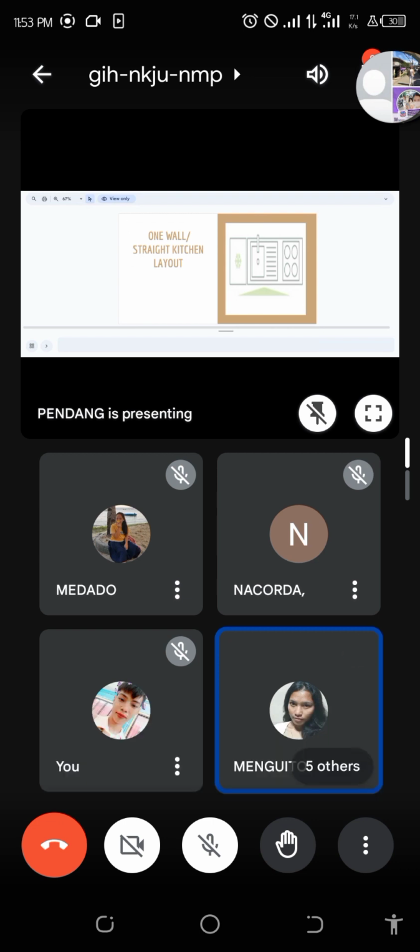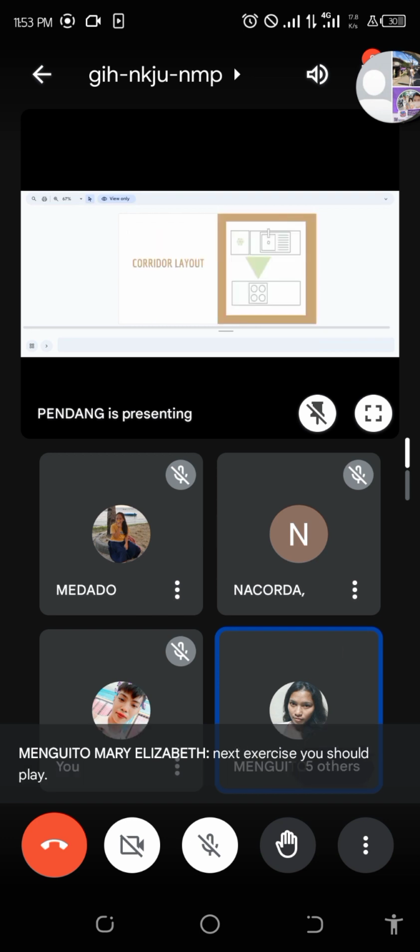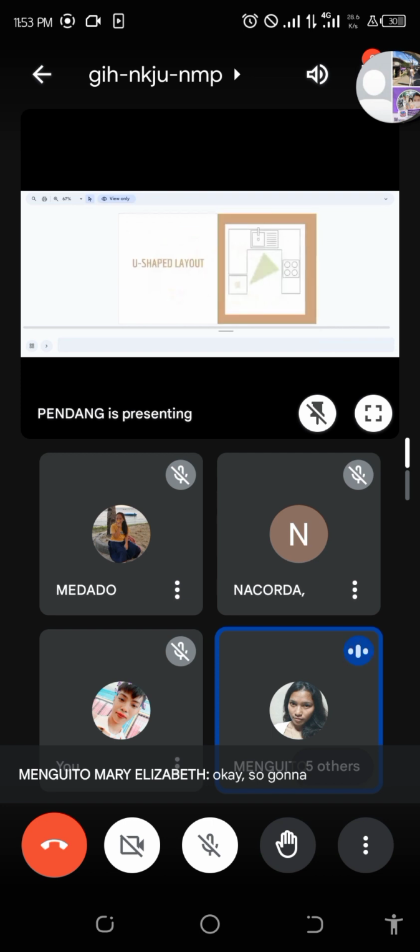Next one. This is the U-shaped layout. Okay.